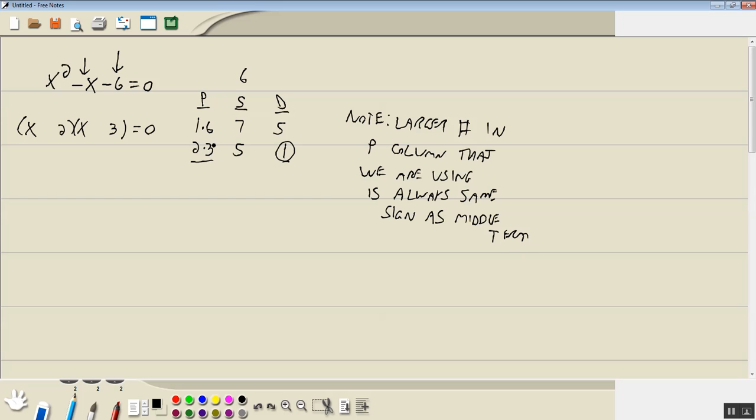Now we're using 2 and 3, so the larger of those is the 3. It's always going to be the same sign as the middle term. Well, if we look up here, our middle term is negative, which means 3 has to be negative.